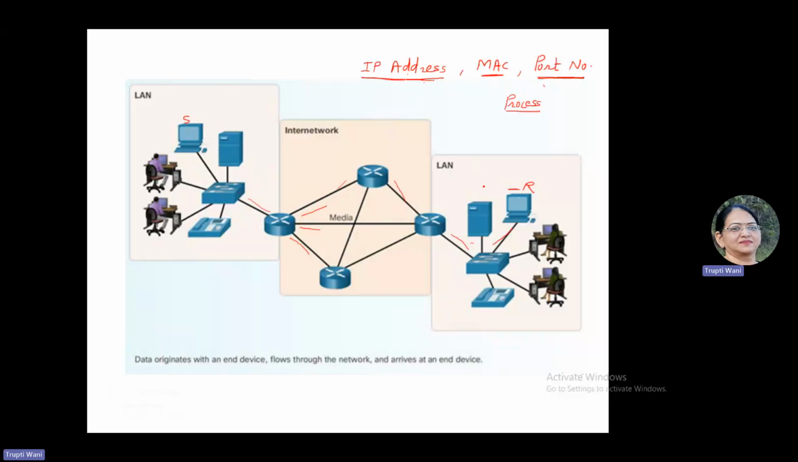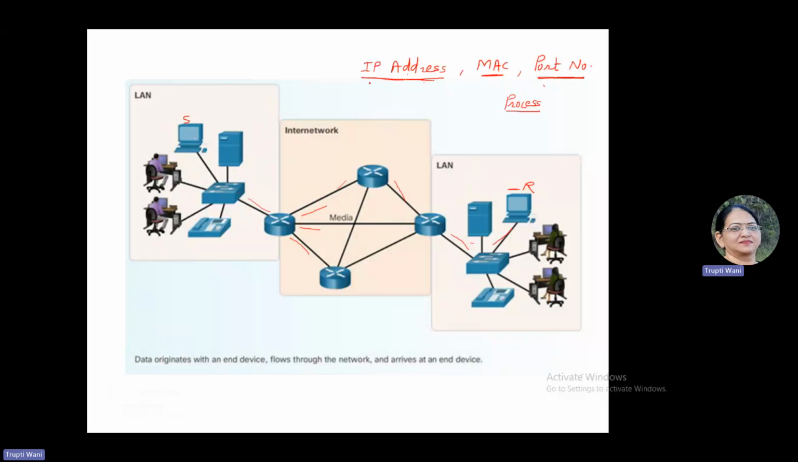Now, for example, this receiver wants some information from the sender. Then he will send a request to the sender: please give me this information. When the sender passes the data, that sender should know to whom it has to send the information, and for that purpose the IP address is required.